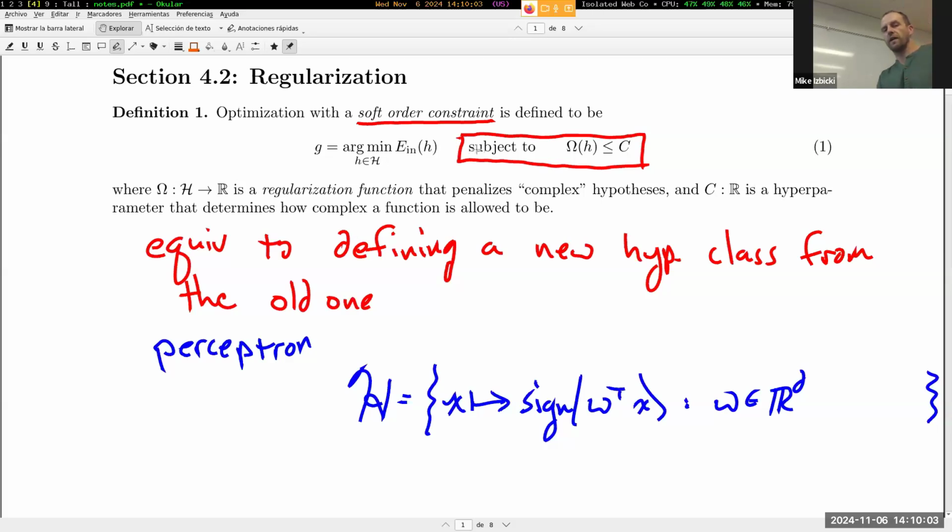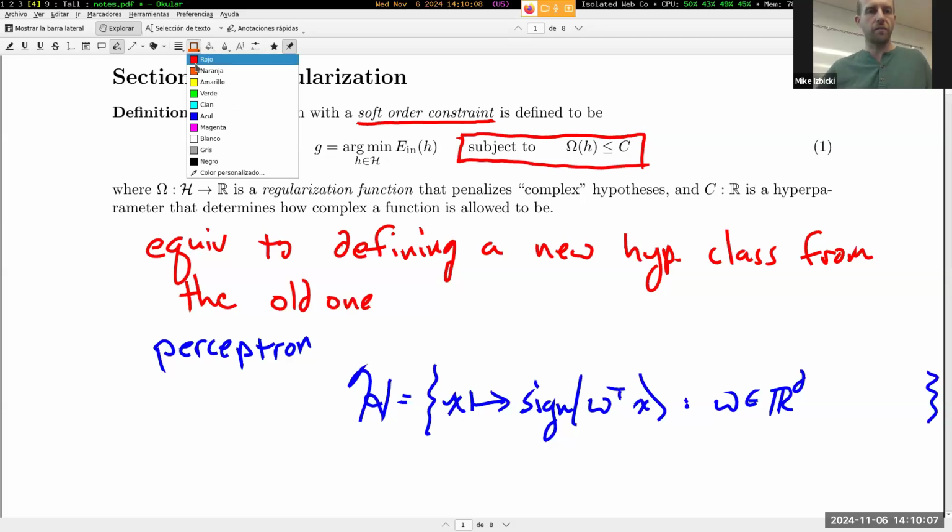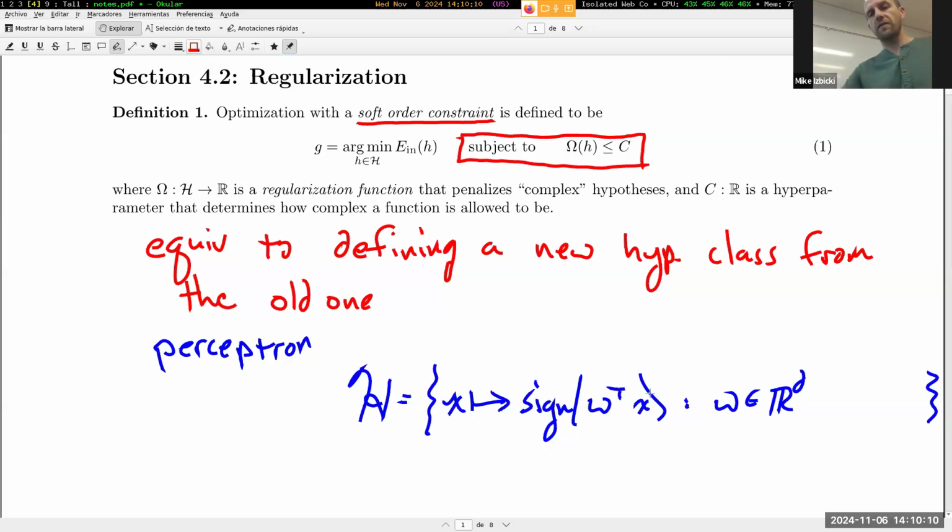This additional constraint, this subject to constraint, what it's doing is, inside of this hypothesis class, adding an additional constraint on what these W values are allowed to be. So not only must they be in R to the D, must they be some sort of vector, but this omega of W must be less than or equal to this C constant value.